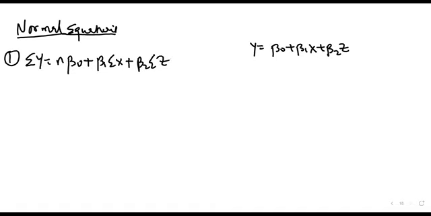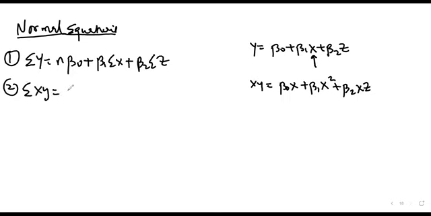And the second normal equation, you will take the first independent variable and multiply everywhere. So you'll have xy is equal to beta naught x plus beta 1 x square plus beta 2 xz. Then you sum that. So you'll end up with summation of xy is equal to beta naught summation of x plus beta 1 summation of x square plus beta 2 summation of xz. So that's the second normal equation.